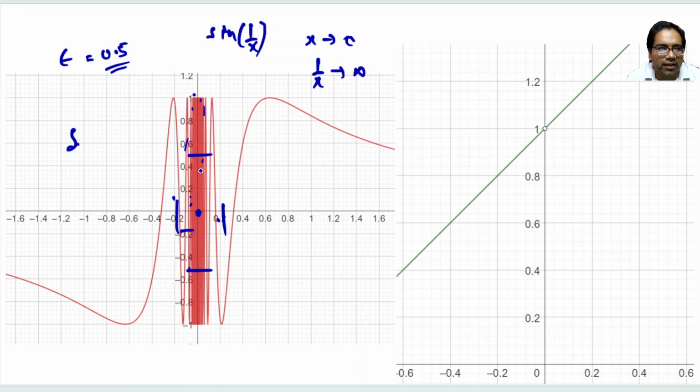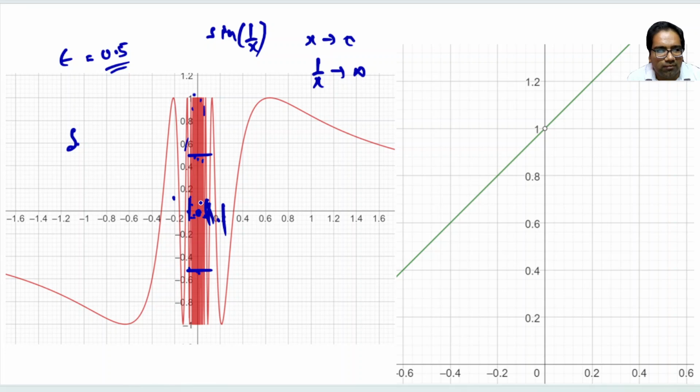There is no way I can create this box, right? This box where the entire function is lying between this range, between plus 0.5 and minus 0.5, whatever small delta I take. If I take this delta, f of x, when x is lying between these two places, the value of the function should lie between these two lines.